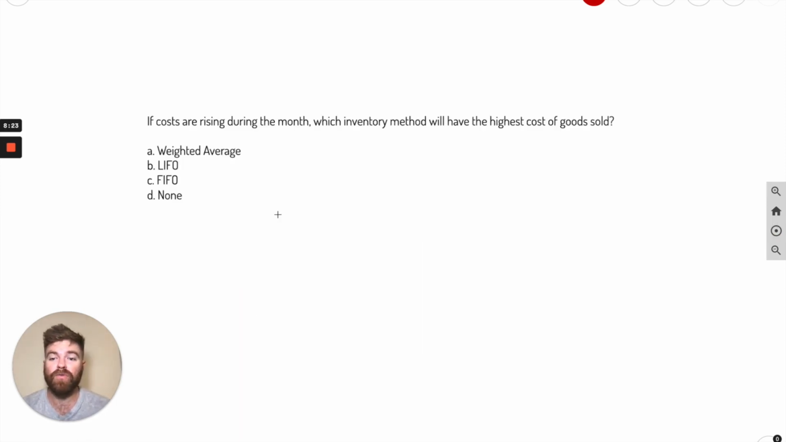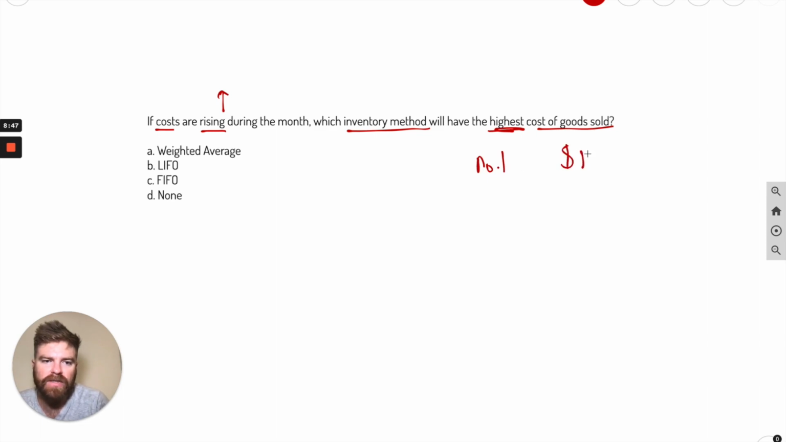Okay, question number 3. If costs are rising, so we know costs are going up, right? Rising, meaning that it just gets more costly during the month, which inventory method will have the highest cost of goods sold, the biggest? Well, you've got to think about this. If costs are going up, let's just call it number 1 batch. We'll call it each of them are like $10 each. Then the next batch is 12. Then the next batch is 14, etc. These are each batches of units, right?